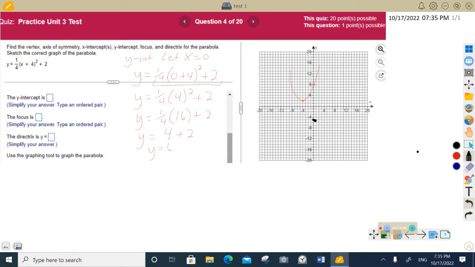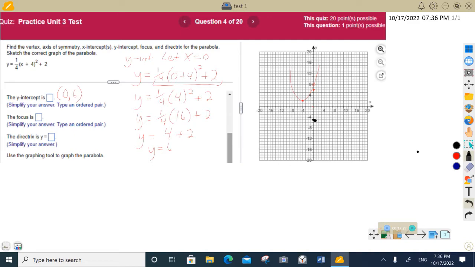So my graph is a little off. Mine looked like it crossed at 8. It should have been crossing right here. Now that's important, because when you go to use the graphing tool, you're gonna plot the vertex first, -4, 2, and then you're gonna have to have at least one other point, and so 0, 6 is gonna be a good point to plot. So 0, 6 is your y-intercept.